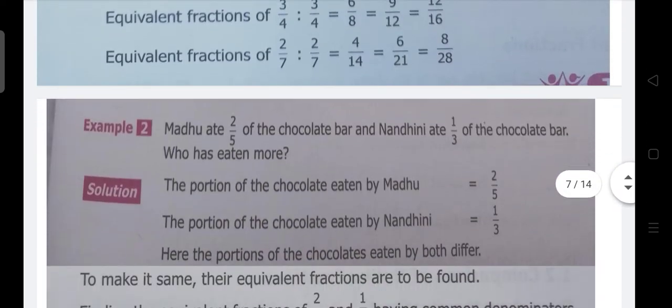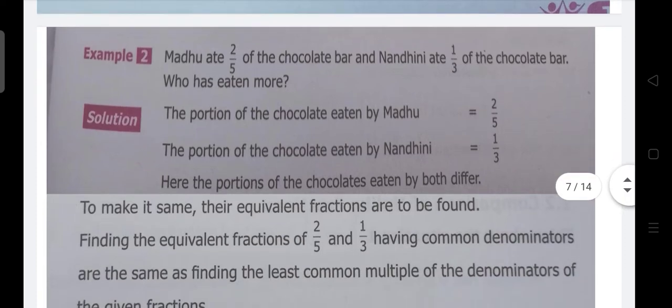Second example. Madhu ate 2 by 5 of the chocolate bar and Nandini ate 1 by 3 of the chocolate bar. Who has eaten more? Now comparing two fractions here. The portion of the chocolate eaten by Madhu is 2/5. The portion of the chocolate eaten by Nandini is 1/3. Here the portions of the chocolate eaten by both differ. To compare these two fractions, their equivalent fractions ought to be found.